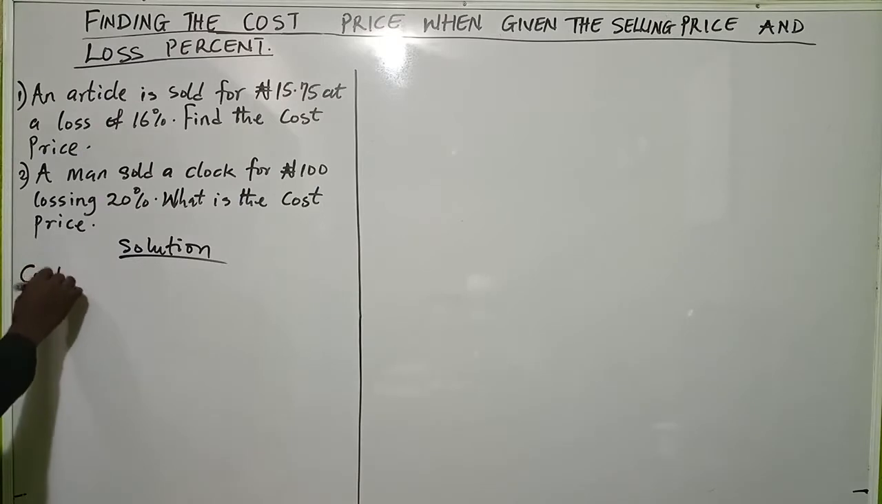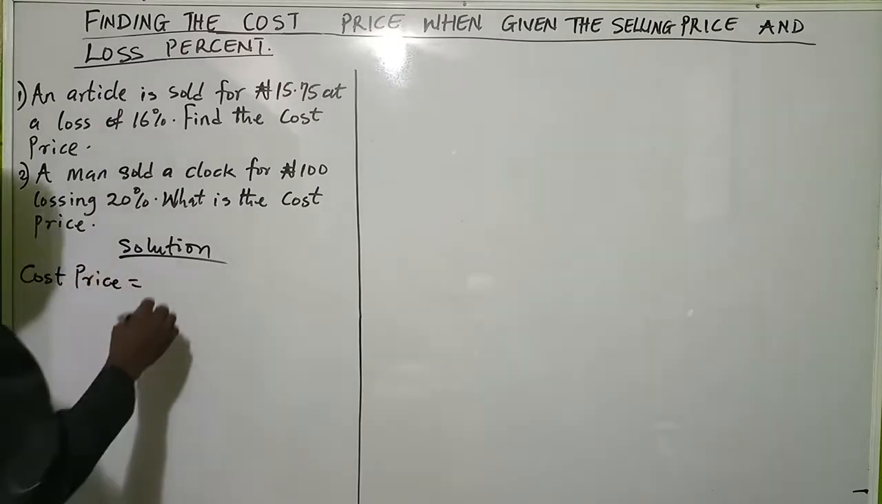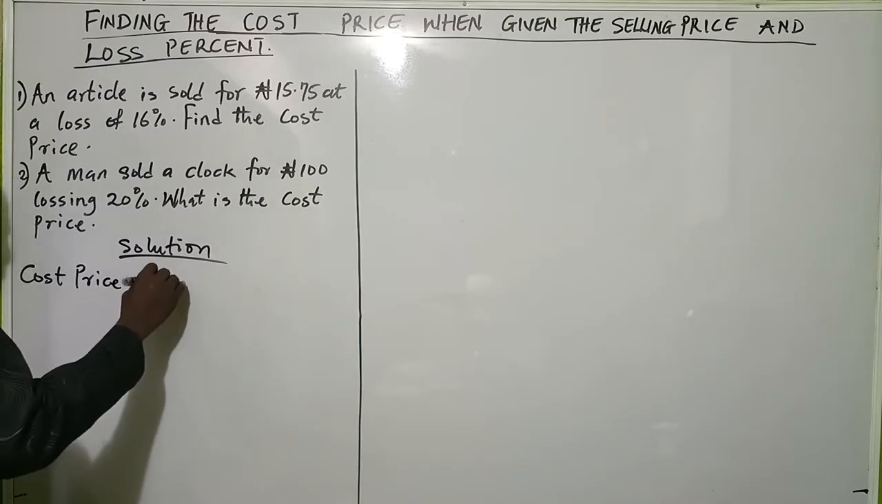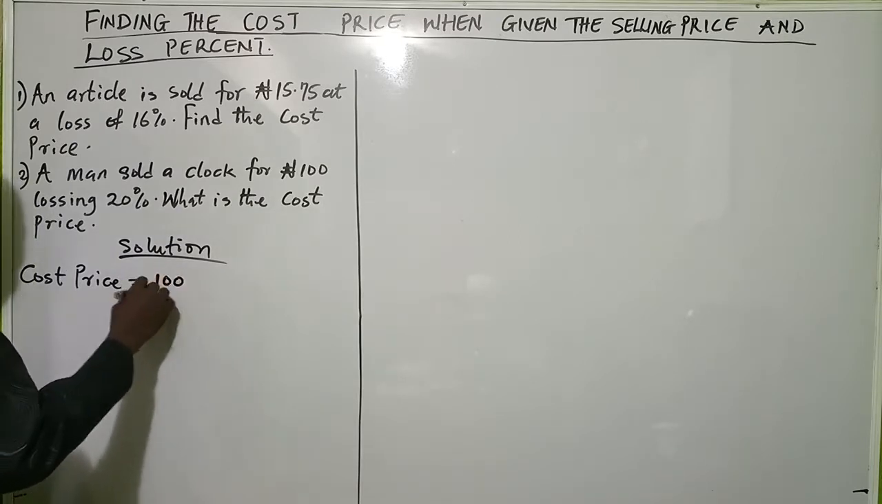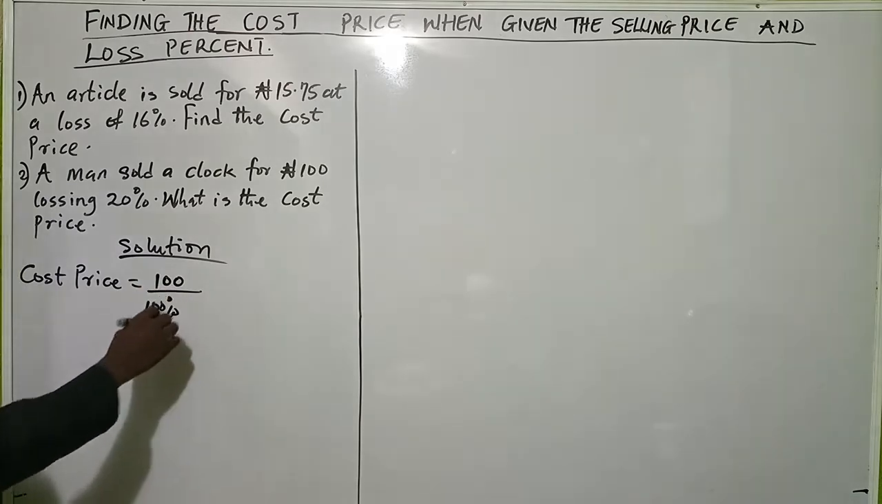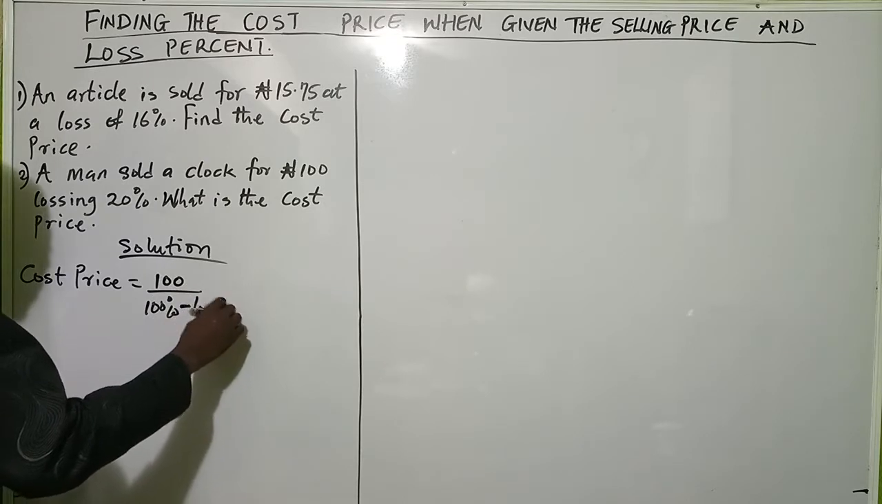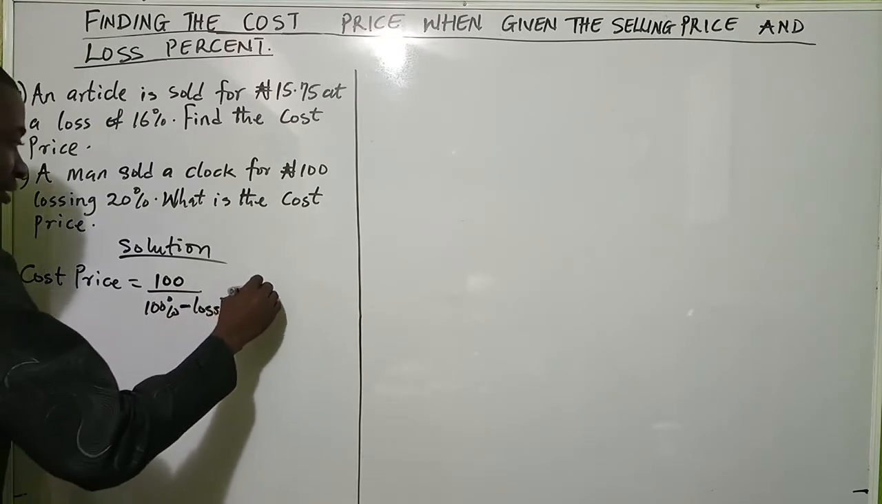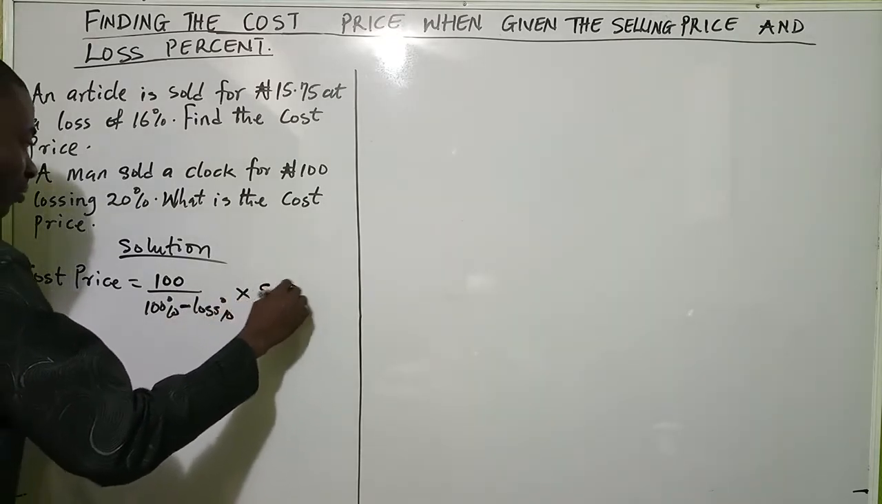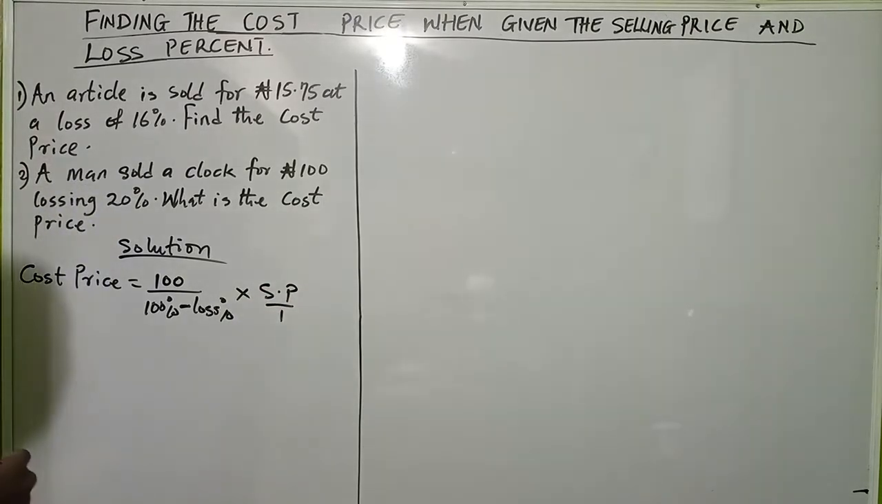So cost price is equals to 100 over 100% minus loss percent times selling price over 1.